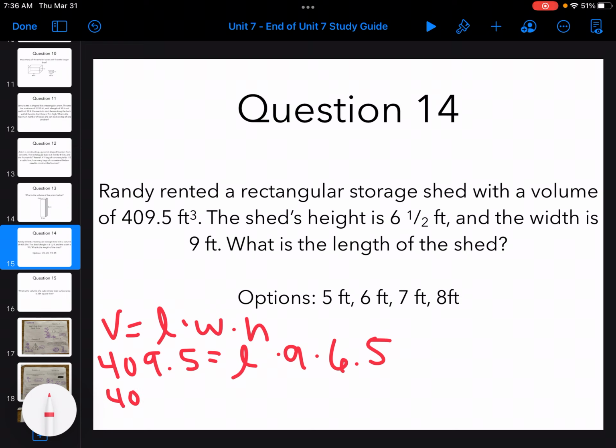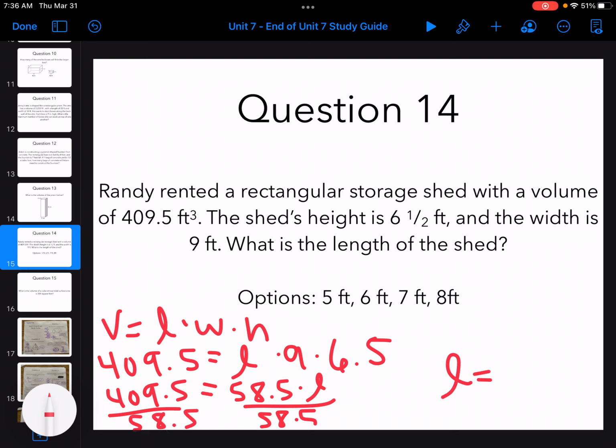So I've got 409.5 equals 58.5 times L. So I'm going to divide by 58.5. So L equals 409.5 divided by 58.5, which is 7. So the length is going to be 7 feet.